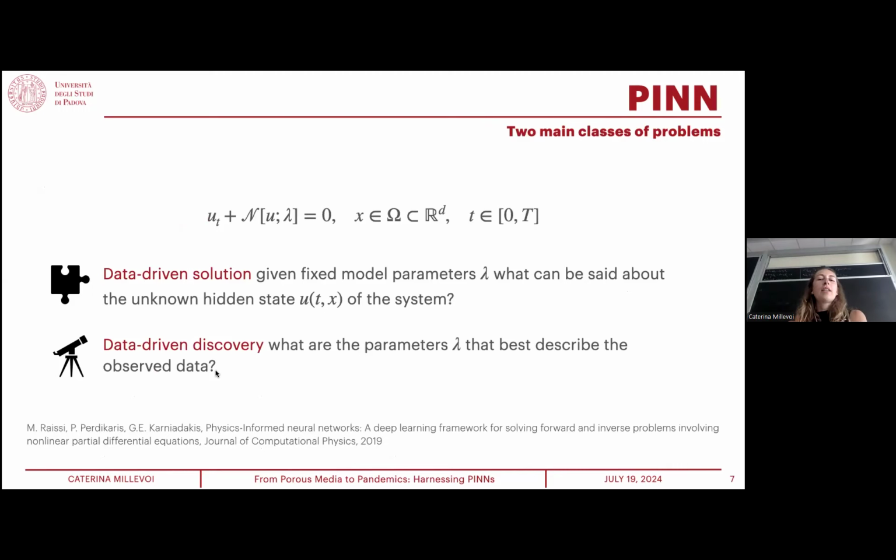They are mainly applied over two classes of problems. Given a differential equation like this, that would depend on some parameters lambda, you can use a PINN to approximate its solution. Or you can use a PINN also in the second class, called data-driven discovery, that takes place when also the parameters involved in your differential equation are unknown, and you want to estimate them by means of your available data, while simultaneously solving your PDE.